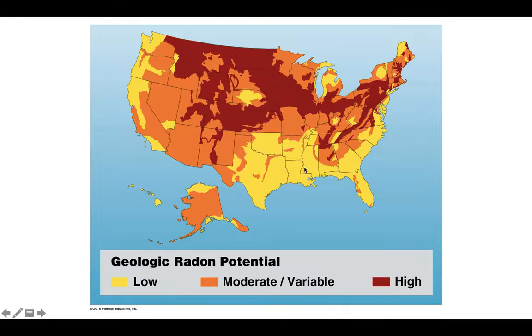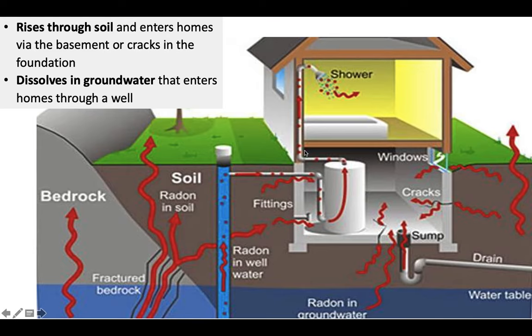Depending on where you are in the United States, radon potential for leakage is higher than in other places. Red, in this case, is a very high risk of radon. Yellow is very low risk of radon. And radon can rise through the soil, like I said. It can enter the home through cracks in the foundation in the basement, or it can dissolve in groundwater that is then pulled up through a well and then that people drink.